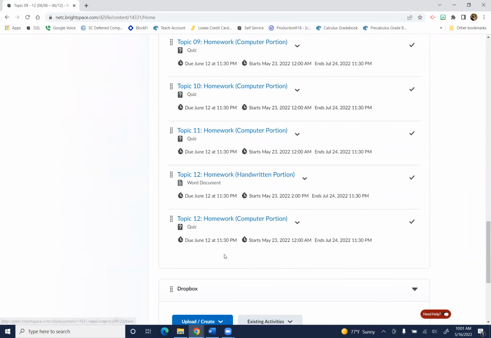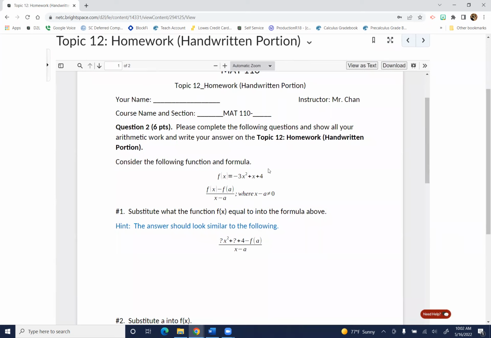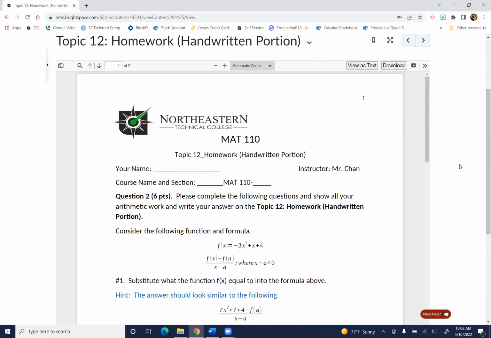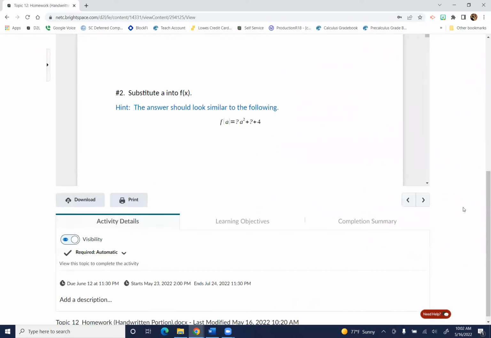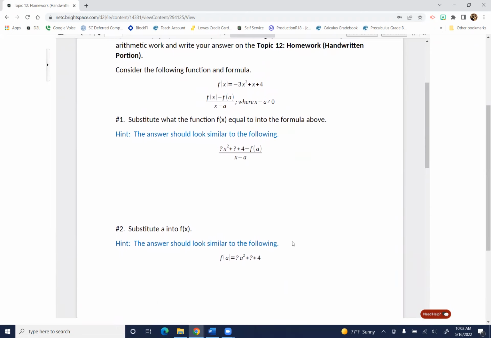So let's take a look at topic 12, for example. Topic 12 has both a handwritten portion and a computer portion. When it's time for you to do topic 12 homework, I need you to click on the handwritten portion, and copy or download the handwritten portion first. If you want to print handouts or handwritten portions, click on the link, scroll down and click on download. Download the Word document onto your computer. Then you can print this handout from the Word document. If you print directly from D2L, some of the format might look a little bit strange.